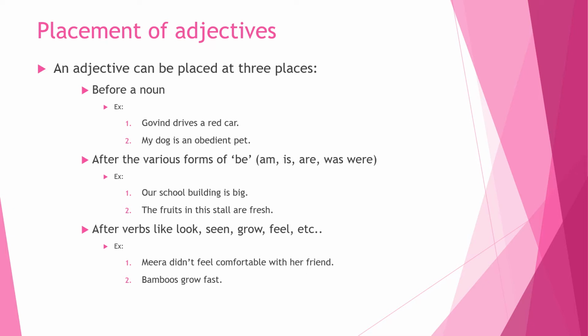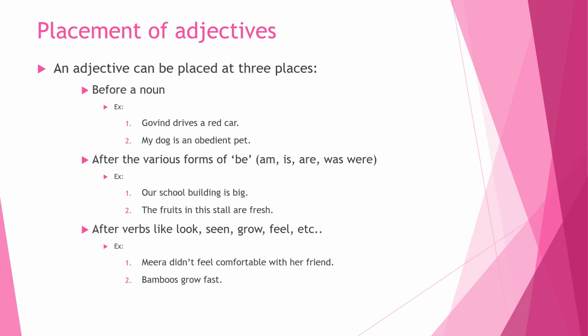So, in the example given below, our school building is big. Here, the form of be is is. So, big is an adjective which is placed after the verb form of be. Verb form of be in this sentence is.